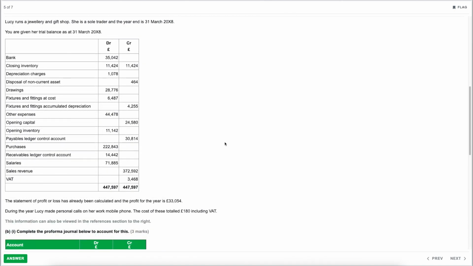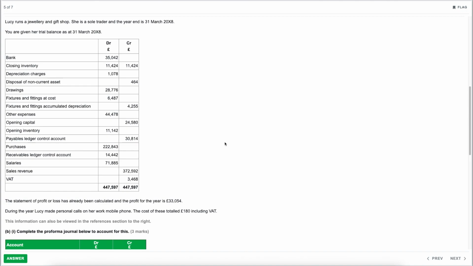Next question then. Lucy runs a jewellery and gift shop. She is a sole trader and the year end is the 31st of March 2018. You are given her trial balance as at the 31st of March 2018, and you can see that we've got a trial balance. The statement of profit or loss has already been calculated and the profit for the year is £33,054. During the year, Lucy made personal calls on her work mobile phone.